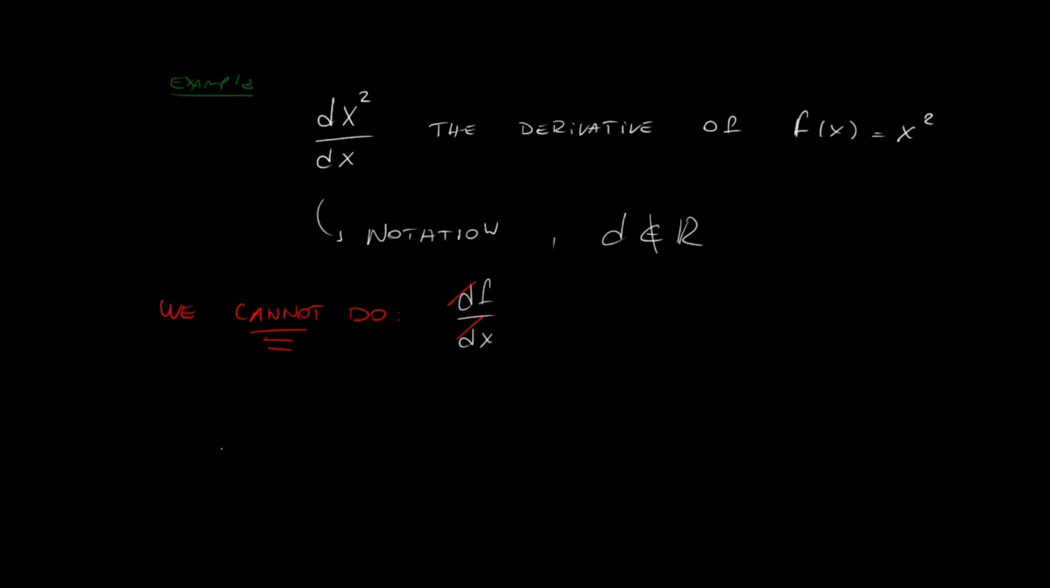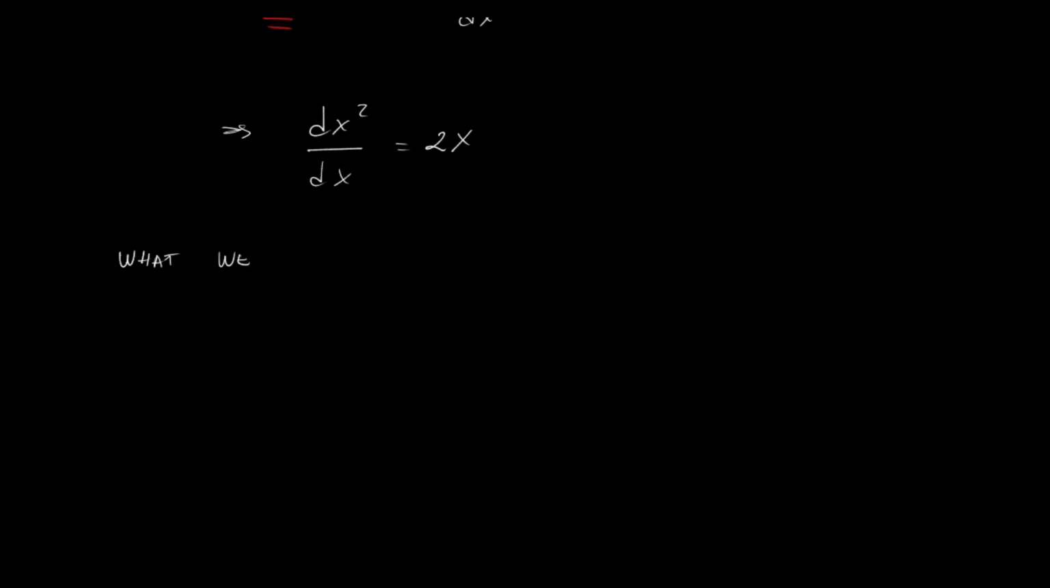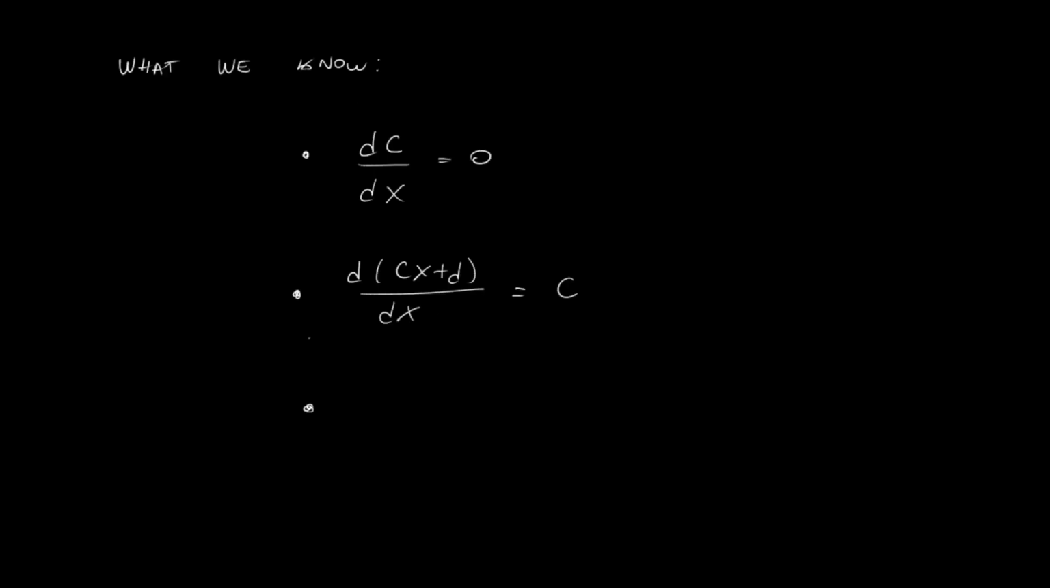Okay, so once this is said, we can just say that the derivative of x squared with respect to x is, as we have calculated before, 2 times x. This is the same thing we said here. So with this new notation, let's see what we know. We saw the derivative of a constant, dc dx, and we said that this was equal to 0. We also saw the derivative of cx plus d with respect to x, and we said that this was equal to c. We just said that the derivative of x squared with respect to x was equal to 2 times x.